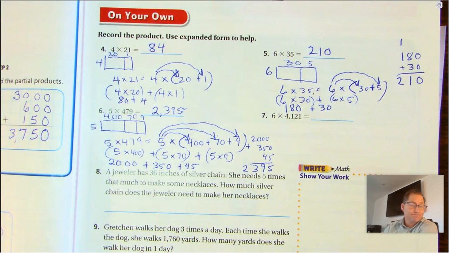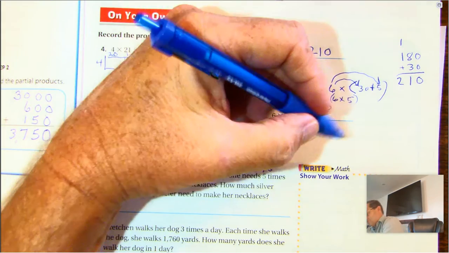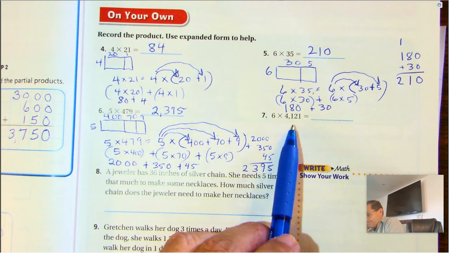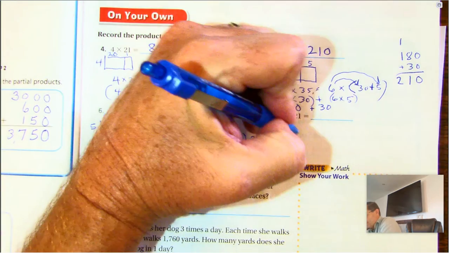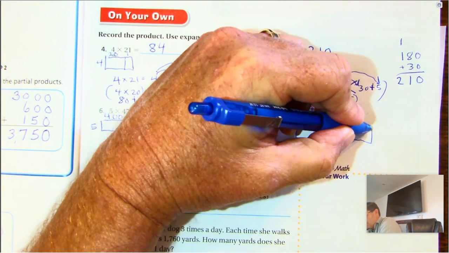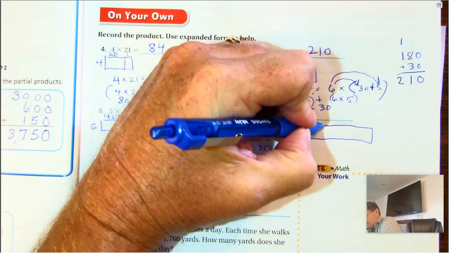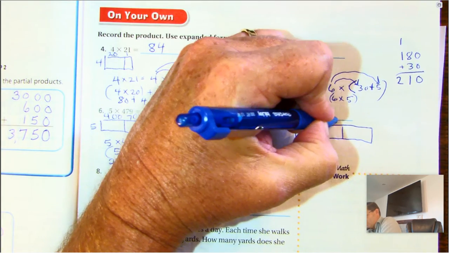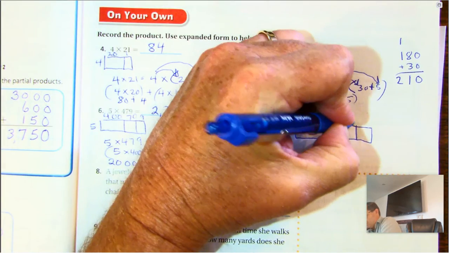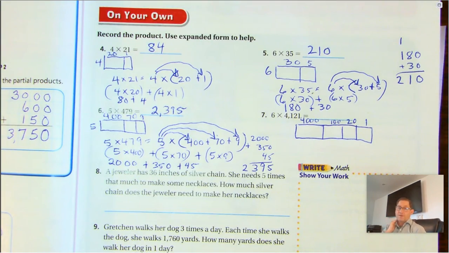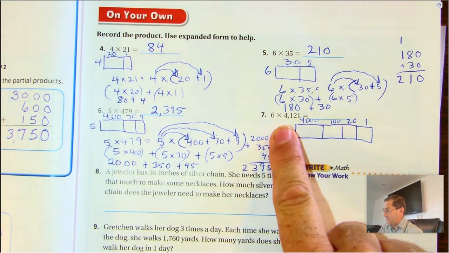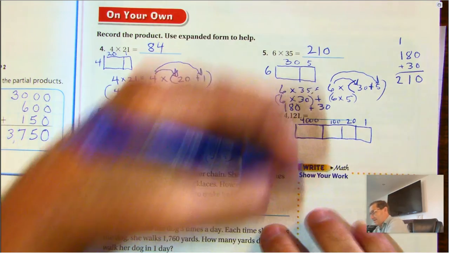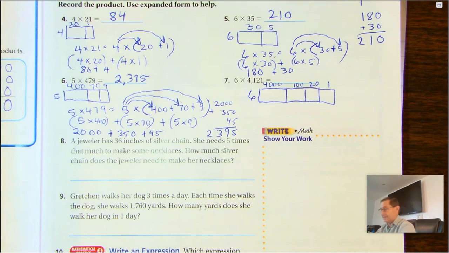Number 7. So this time we're going to have 4 boxes, right? Because we have 4 place value digits. Draw a box. We're going to have 4,000, 100, 20, 1. 4,000s. 4,121. And all of those will be multiplied by the 6.